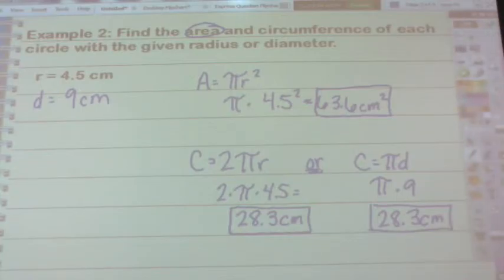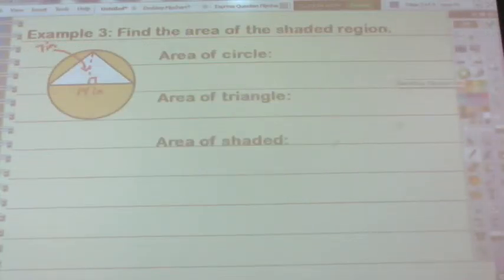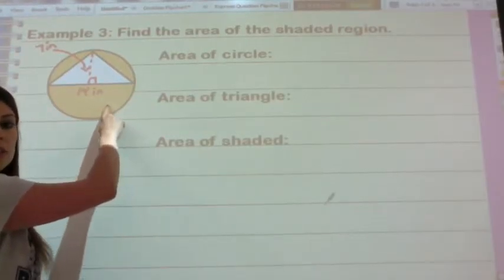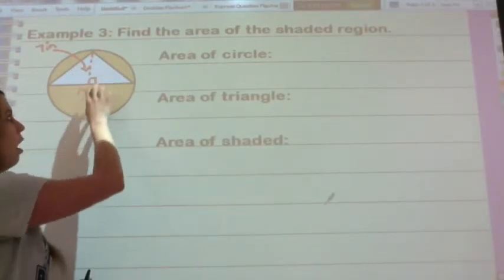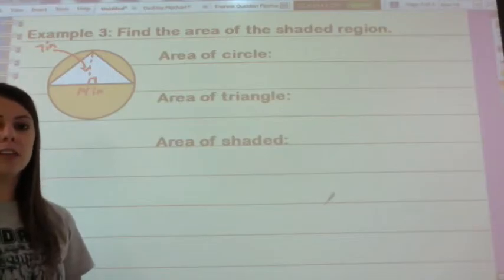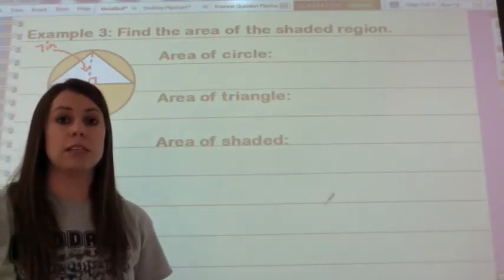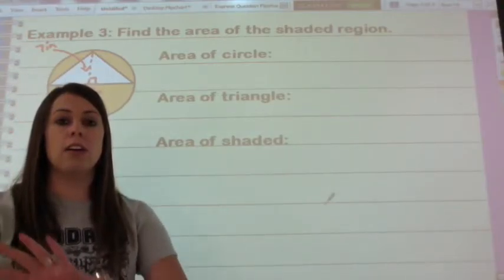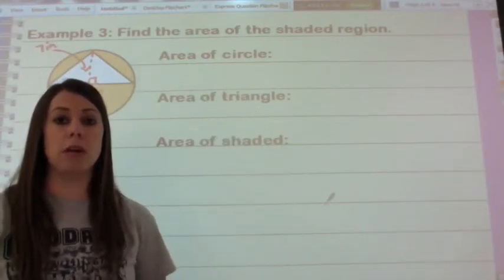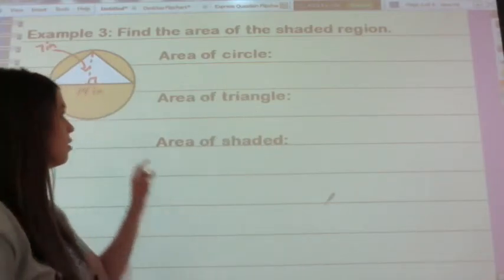Okay, the next example. This example says find the area of the shaded region. In these problems, you're looking at just the area of this shaded part right here, not the triangle. So we need to find the area of several different shapes. The first thing is find the area of the big picture. The big picture here is the circle. The triangle is inside of the circle.